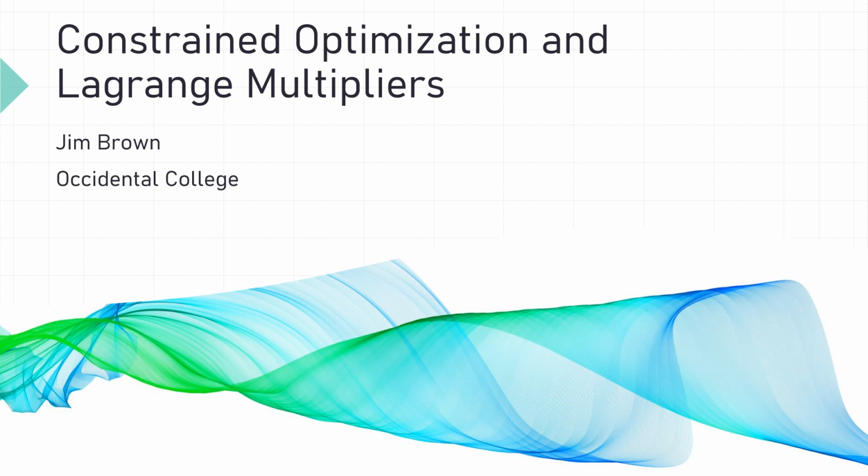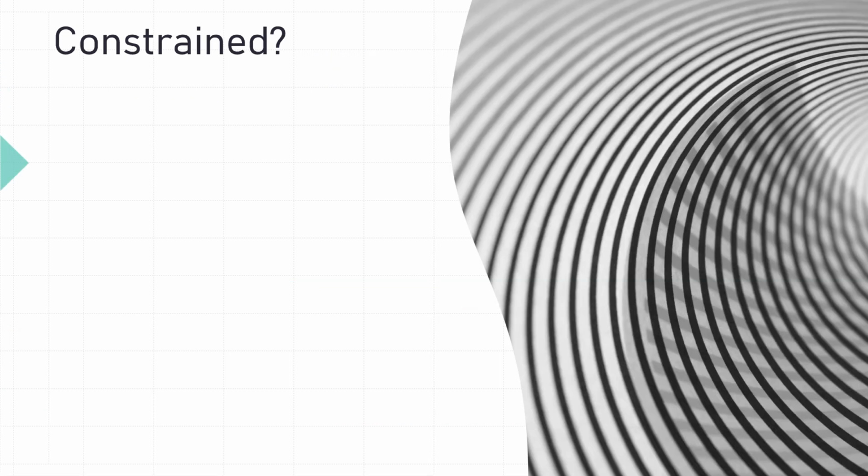Okay, so for this section, we're going to keep working on optimizing functions. In this case, we're going to take some constraints and limit what values we're allowed to look at. So let's go ahead and jump into that.